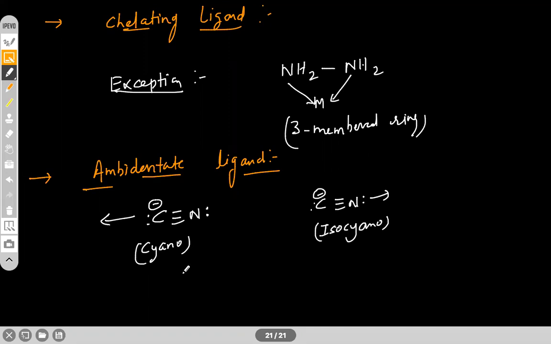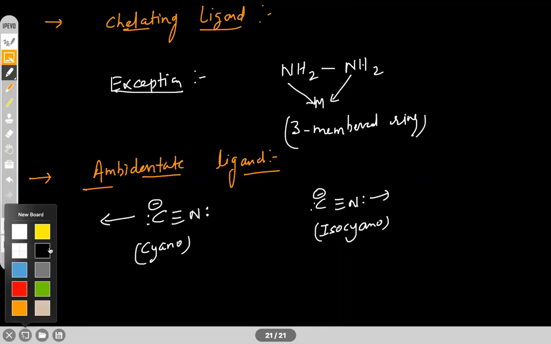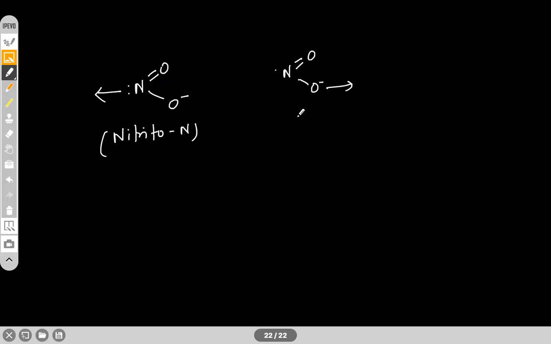Same thing we have if you take this one. N double bond O, O minus. When nitrogen donates electrons, nitrogen and oxygen both have the capacity to donate electrons. We call it nitrito-N because nitrogen is donating electrons. N double bond O, O minus, it is nitrito-O. Okay, ambidentate ligand.